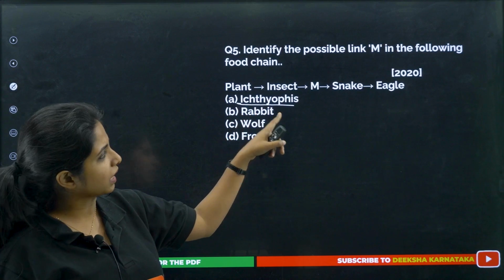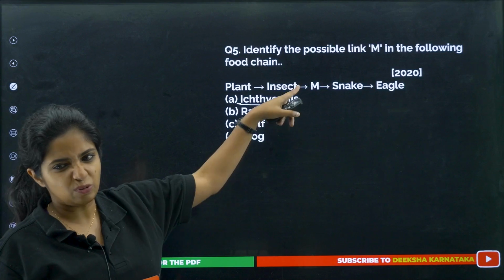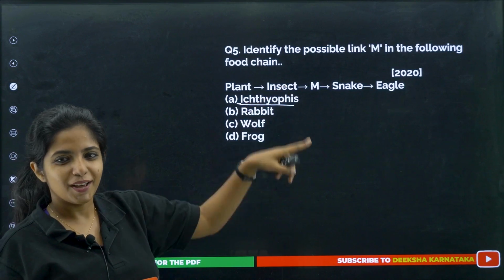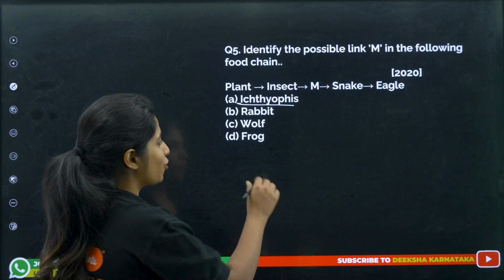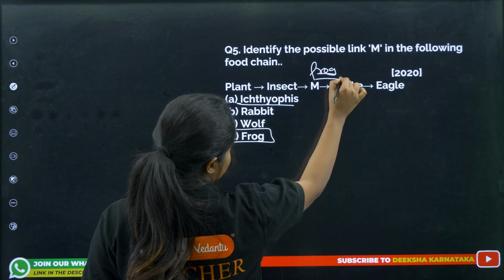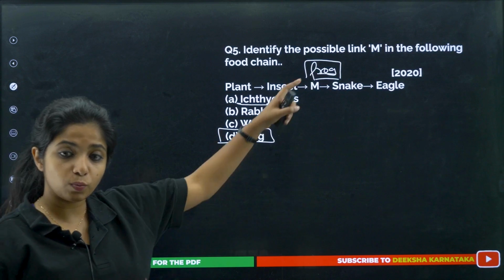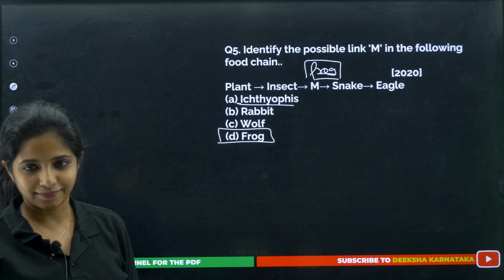Rabbit, again no. What about rabbit? It eats grass, right? What about wolf? Again no. Wolf does not go and eat insect. What about frog? Frog is the perfect option that we are having, and this is a very simple question that came in 2020. So frog is the one that has been eaten up by snake, my dear children, and frog is the one that eats up insects as well.